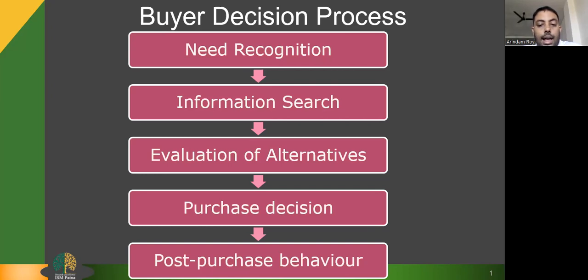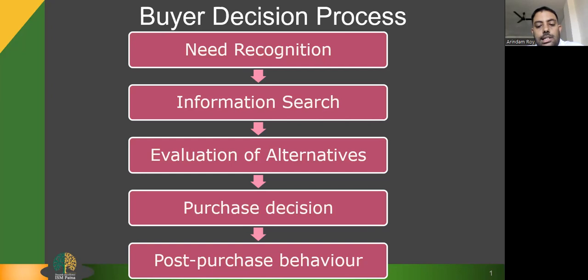They would evaluate each of the alternatives on the basis of their need recognition parameter, as well as different parameters such as price, brand, and additional benefits derived from those particular products. Once the evaluation of alternatives is done, they would fix on one particular alternative which they feel best suits them, and on that basis they would make the purchase decision.